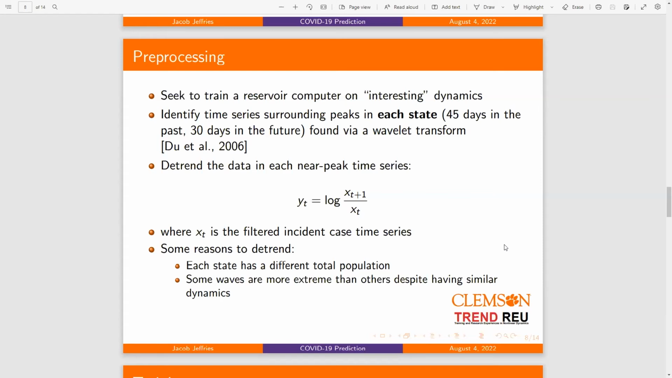And then some waves are more extreme than others despite having similar dynamics. So we expect Delta and Omicron to have similar enough dynamics, especially since they occurred so close to one another in terms of time. But Omicron was a lot more severe in terms of total cases. So this also kind of normalizes out that severity.